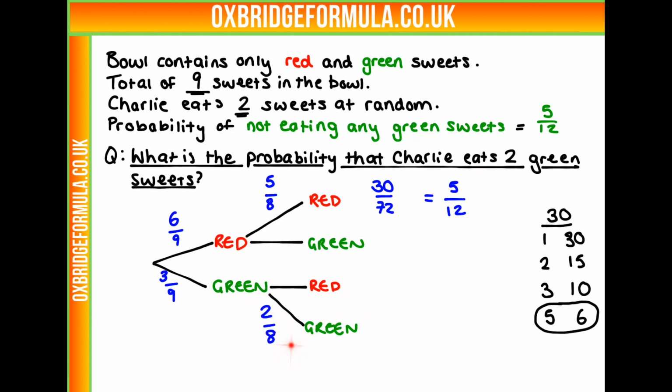So to find our final probability that he eats 2 green sweets, we just have to times these 2 together. So we get 6/72, and this simplifies down to 1/12. So our final answer is B.